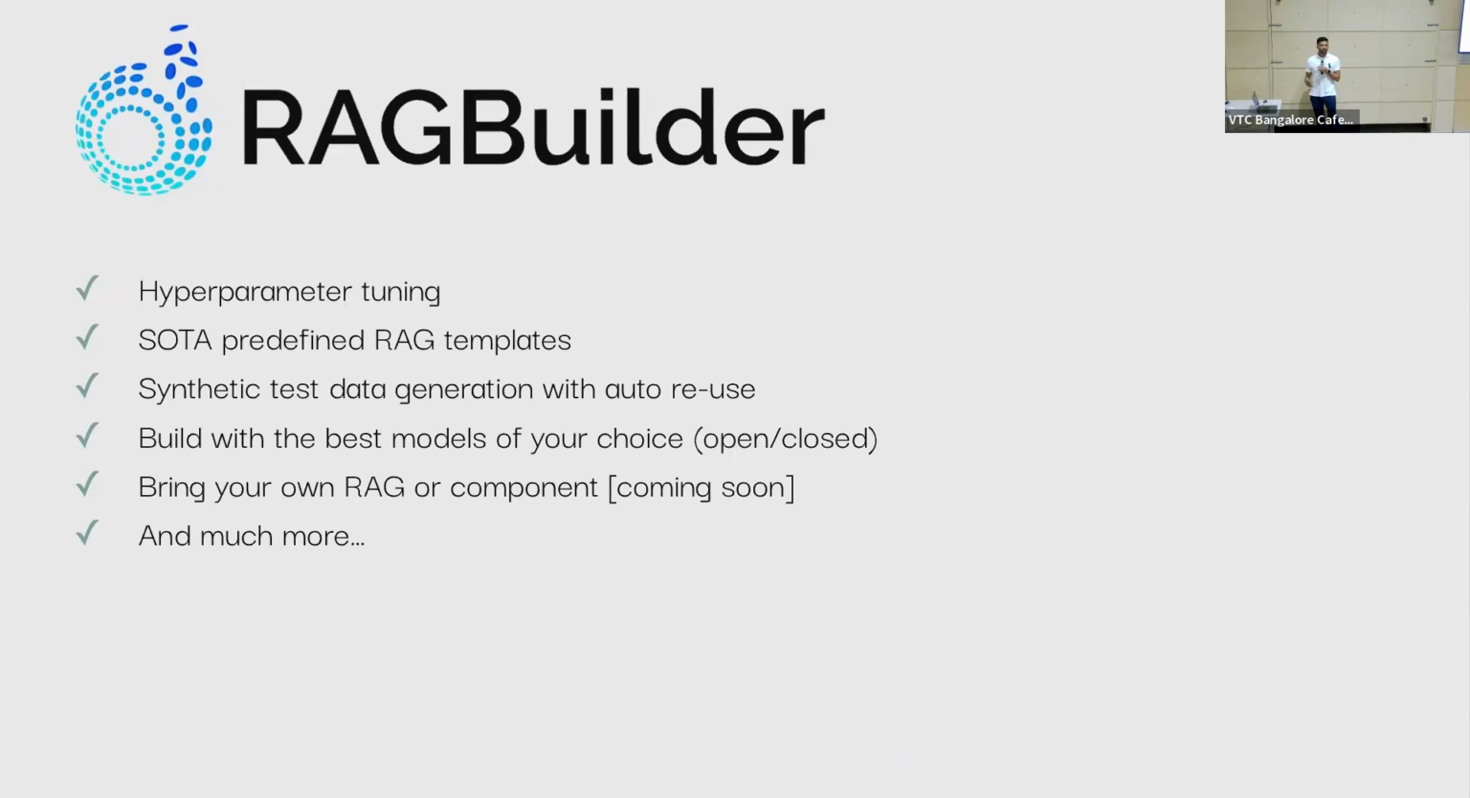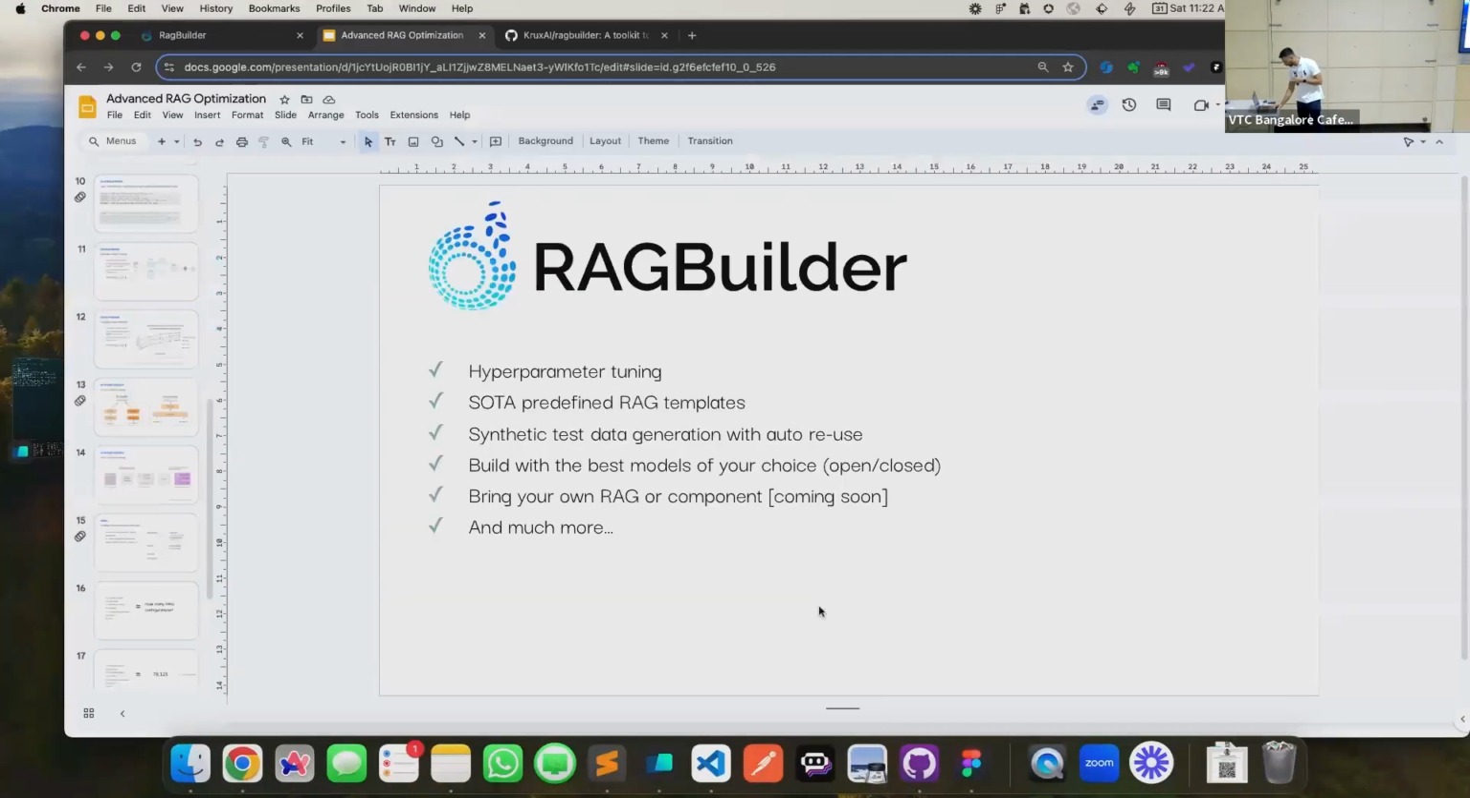We also come with a bunch of predefined RAG templates. So for example, as you saw, there's ensemble retriever, hybrid retriever, query expansion, query transformation, right? You don't have to reinvent the wheel if you're starting to build a RAG. We come with a bunch of predefined RAG templates, right? And then we do a bunch of other things like synthetic test data generation to automatically evaluate your RAG and so on and so forth. But without much further ado, let me jump to the demo to quickly show you how it works, right?